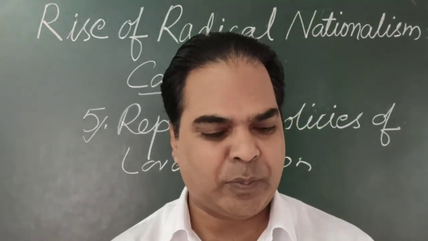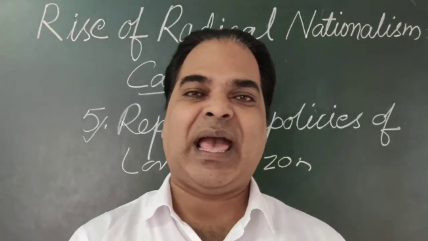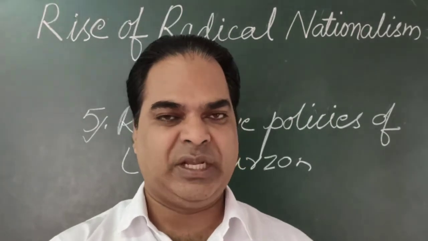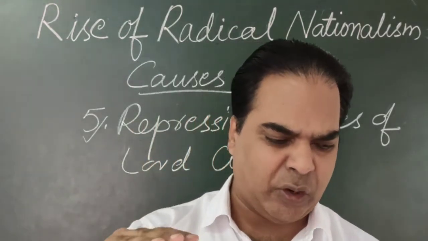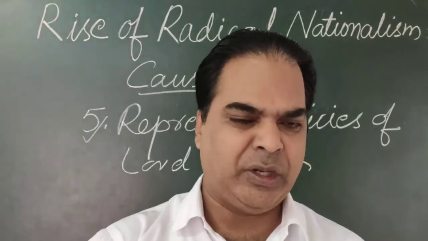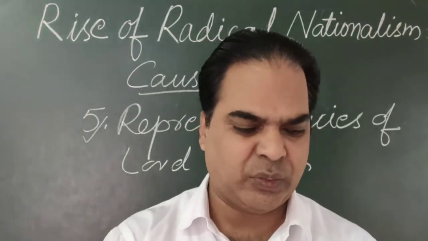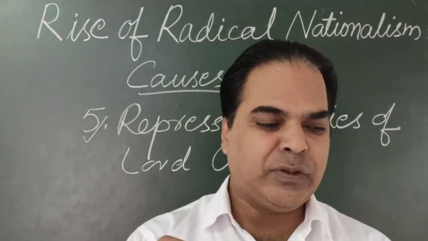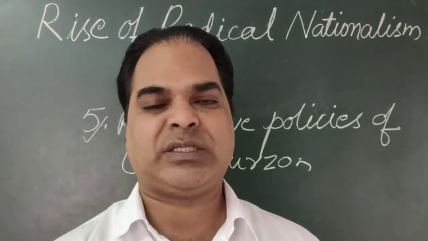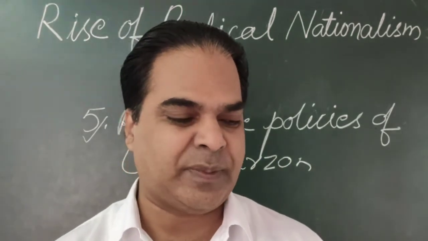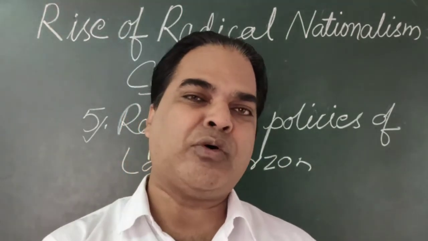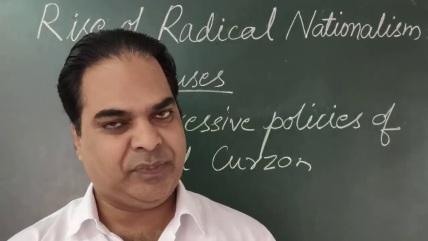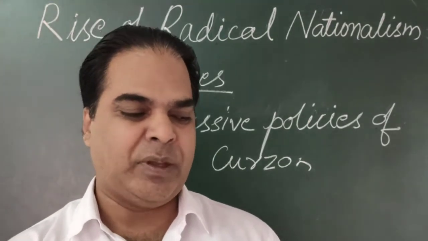So what was the Calcutta Corporation Act? This act reduced the elected Indian members to half, thereby giving the British a majority. The Indian members in the Calcutta Corporation were reduced and the number of Britishers was increased. In 1904, the Indian Universities Act was passed. This act imposed strict control over the Indian universities and reduced their autonomy.